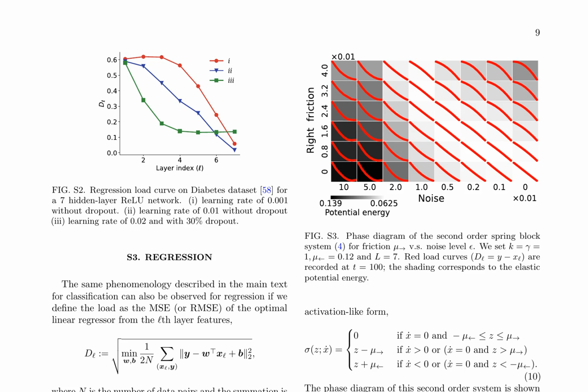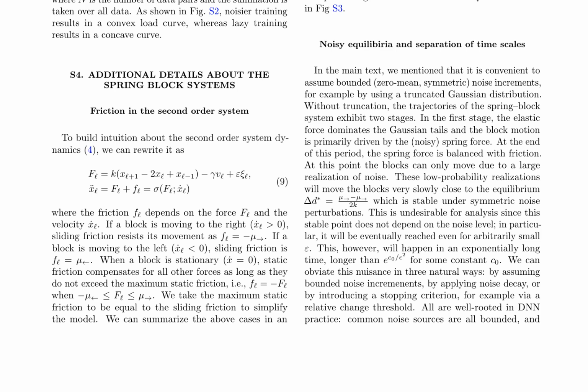The spring block system is introduced as a second-order system, where the force F_l is rewritten to incorporate friction, resulting in equation 9. The friction force depends on the force F_l and velocity x_l, with three distinct cases: sliding friction resisting movement, static friction compensating for other forces, and zero friction when the block is stationary. This is summarized in an activation-like form, sigma(z, x), in equation 10.